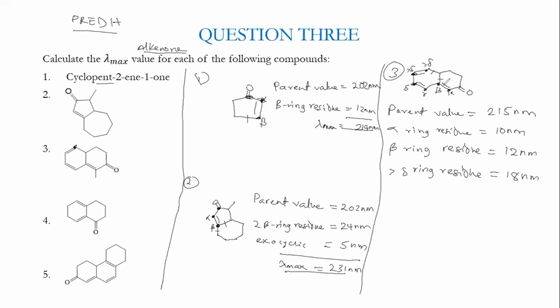Okay, so now let's talk about the exocyclic. This one, is it exocyclic to this? Of course, yes. This double bond here is exocyclic to this because it's a double bond bonded to a carbon of another ring. So therefore, this one, no, this one, no. So we have one exocyclic double bond. So that's going to add 5 nanometers.